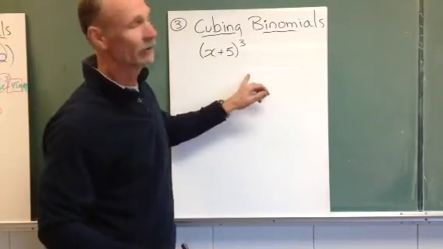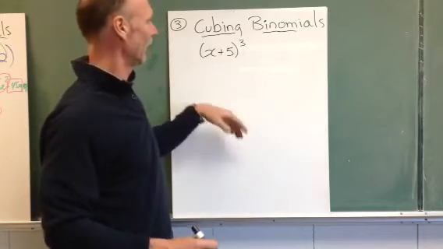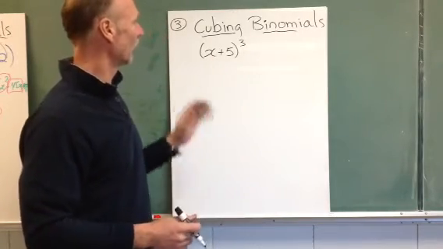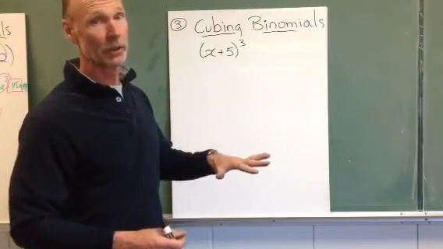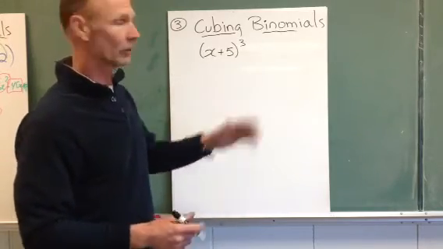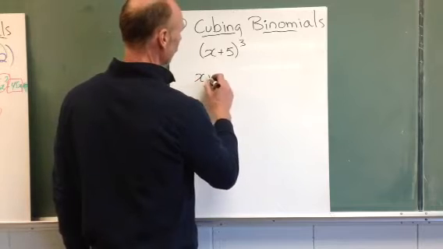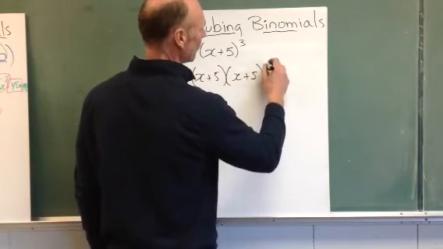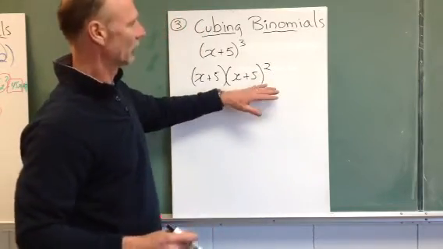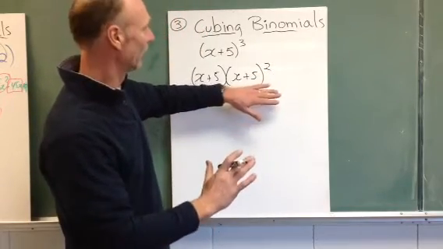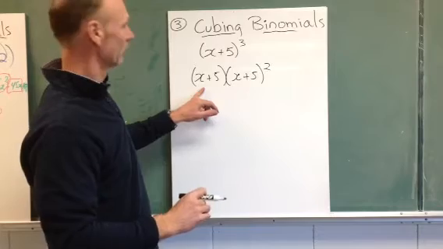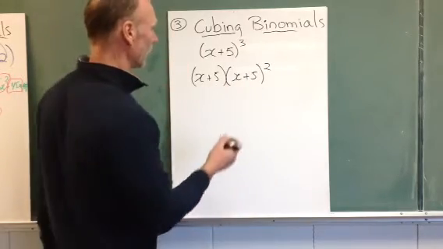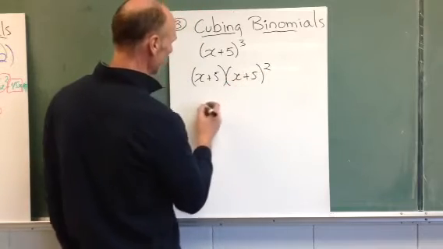I could go x plus 5 times x plus 5 times x plus 5, and then go left to right. My preference is I'm just going to go x plus 5 times x plus 5 squared. That x plus 5 squared will give me the area of the base, or the front side, and then multiply by the depth, or the height. Remember, big B times h. So that'll work. If I do this, I have a little bit of a shortcut.